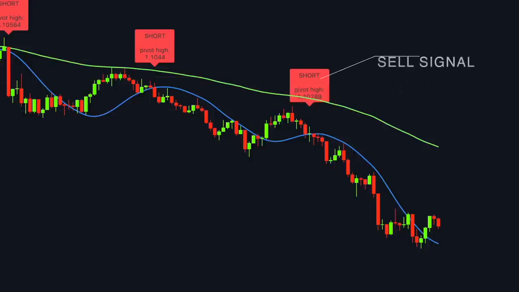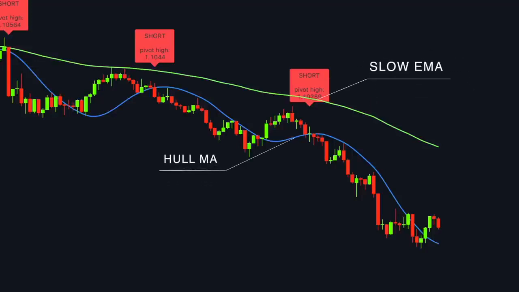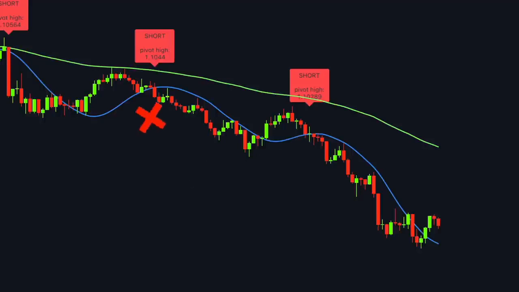First, a sell signal must be issued by a momentum-based zigzag. At the same time, the slow EMA must be positioned above the Hull moving average. Lastly, the price bar must be closed below the EMA but above the Hull MA. If the candlestick is closed below the Hull MA, the signal should be ignored. In this example, we see that all the rules are in place.